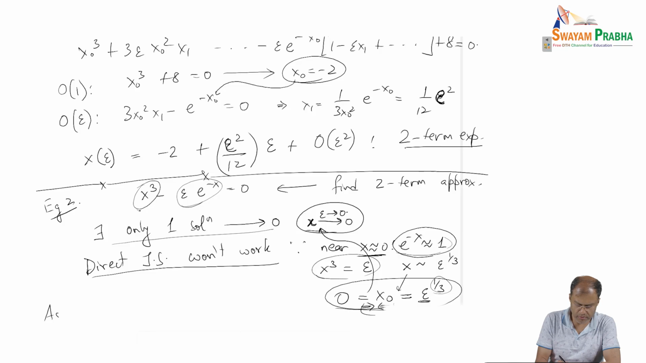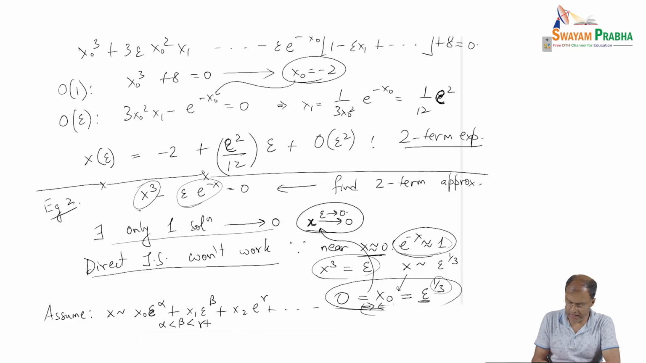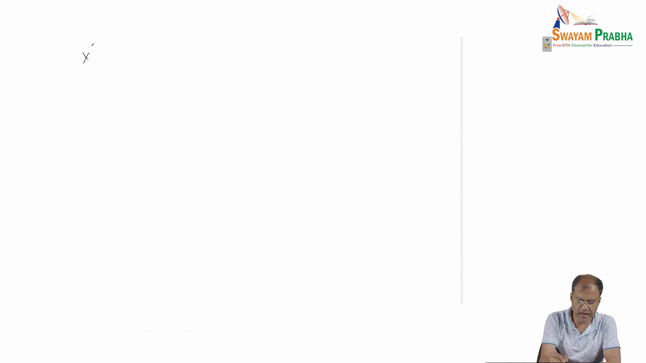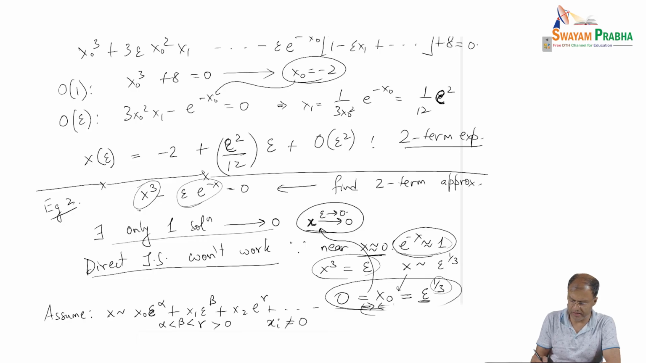So let us assume that x is x0 epsilon to the power alpha plus x1 epsilon to the power beta plus x2 epsilon to the power gamma, and so on and so forth, where alpha is less than beta is less than gamma. This is the ordered pairing of the powers, and these are all positive, and the xi's are not 0. So for x cubed, we plug in this new power series expansion where the powers are no longer integers.